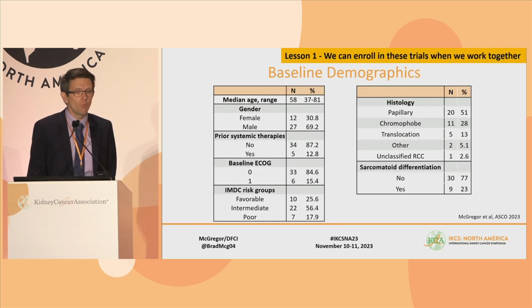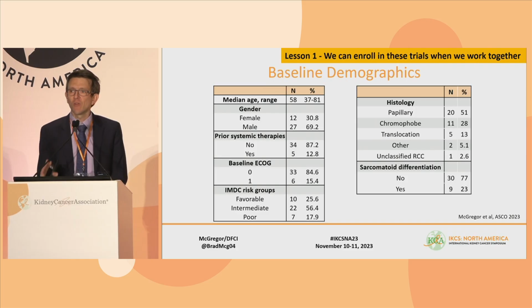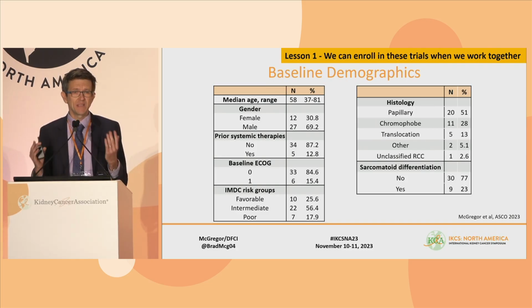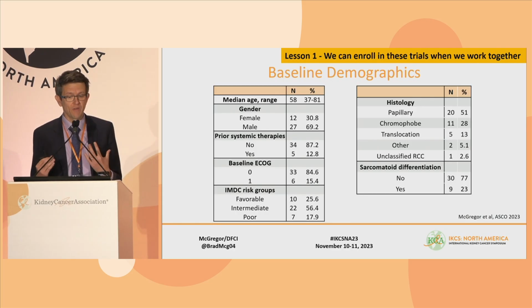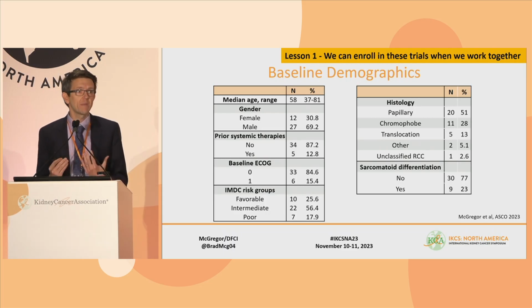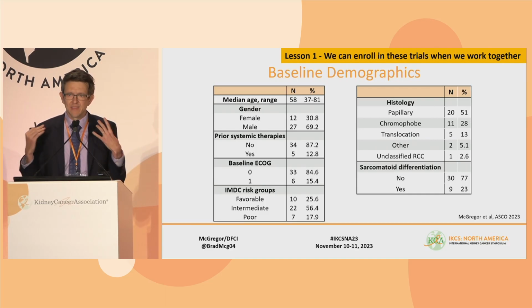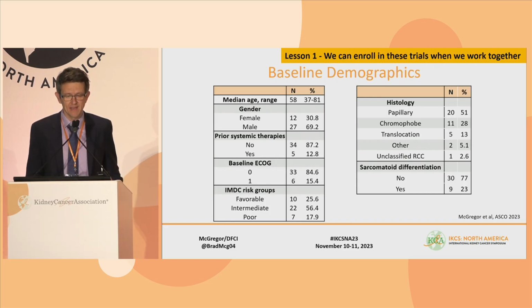So lesson 1 of CAN-I is we can enroll in these trials when we work together, right? So this is looking at variant histology. We only did this in less than 5 sites, but within that time, just over 2 years, in the middle of COVID, we were able to enroll 40 patients with variant histology renal cell carcinoma. And so I think it shows that when we commit our resources and work together, this is a place where we can make a difference.